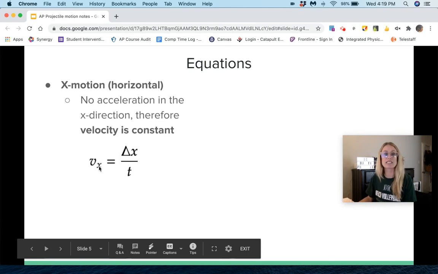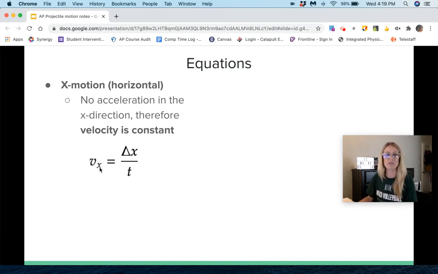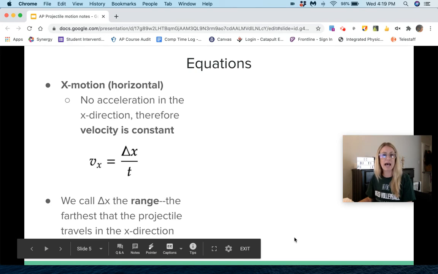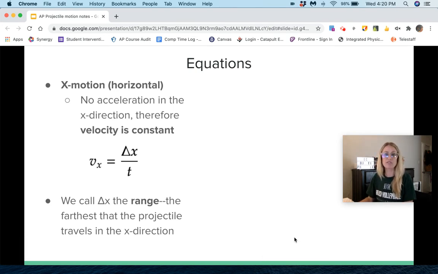Notice how I have a sub x, all right? What this means is velocity in the X direction is equal to displacement in the X direction divided by time. Now we call this delta x the range, which just means the farthest that the projectile travels in the X direction.